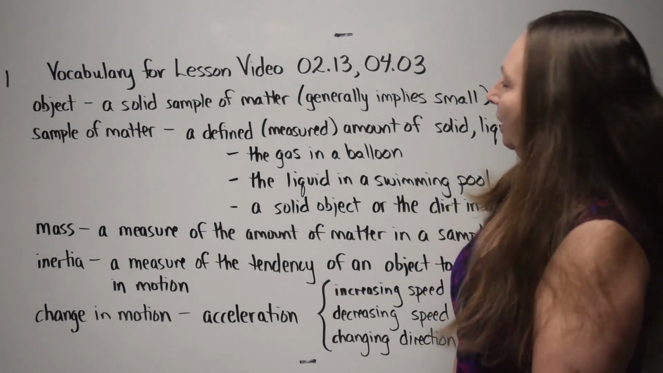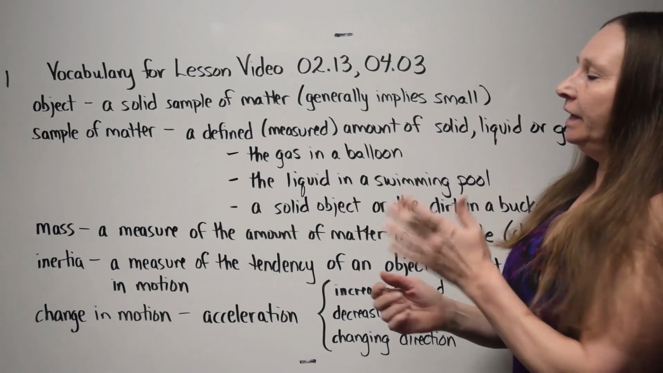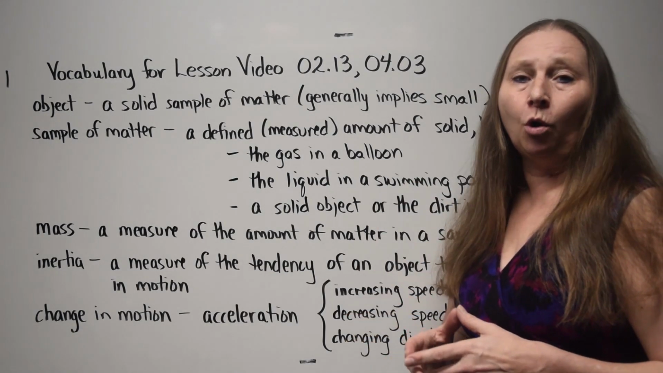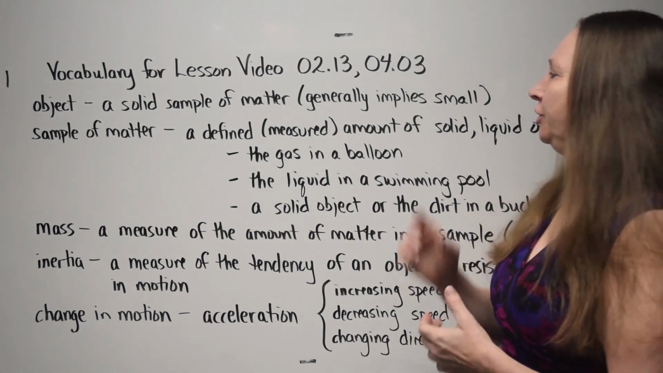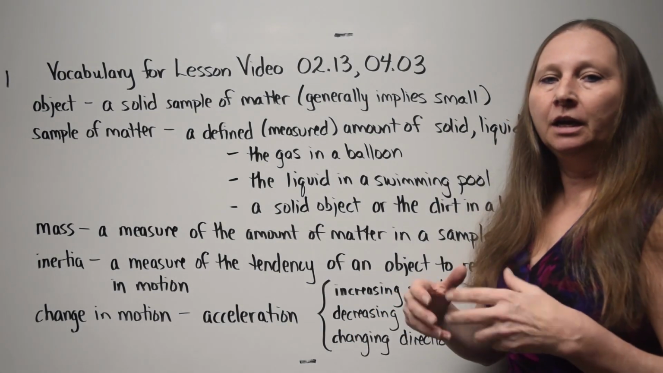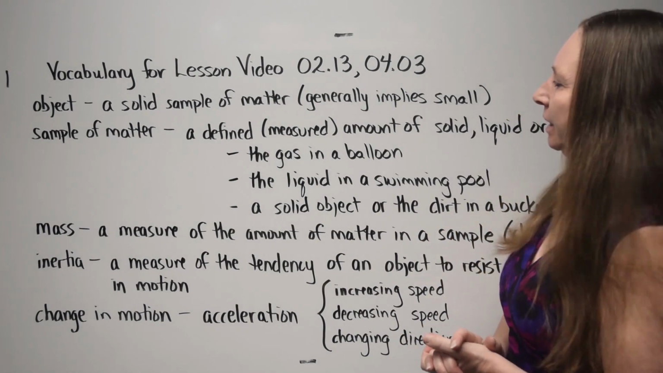An object generally means a solid sample of matter. Generally an object is small. I don't know if we would call an entire mountain an object. You could. But generally I believe an object would be a small object. You could call a truck an object. I don't know that a mountain would be an object.